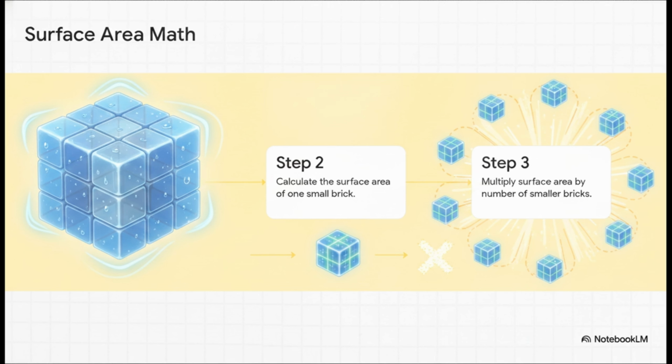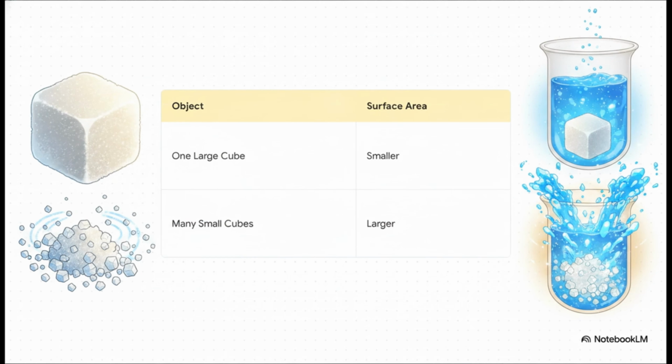If you were to take that single giant cube and dip it in water, only the very outside surfaces of that big block get wet, right? The cubes trapped on the inside stay perfectly dry because they're totally hidden. Now, step 2. We calculate the surface area of just one of those tiny small bricks on its own. And for step 3, we multiply that individual surface area by 27, since that is our total number of small bricks. And this brilliantly illustrates our core concept.